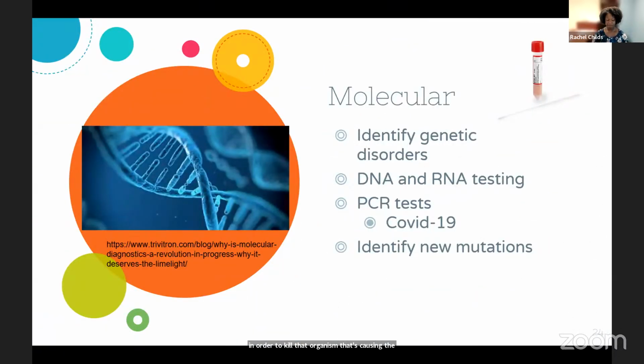So last but not least, we have the molecular department. This is an ever-growing department in the laboratory. With molecular departments in the lab, we can identify genetic disorders. We perform DNA and RNA testing on the samples, as well as COVID tests. So if you have done a PCR test or have gotten your nose swabbed for a PCR COVID test, that is most likely going to be performed at a hospital or a research laboratory where medical lab scientists are performing those tests.